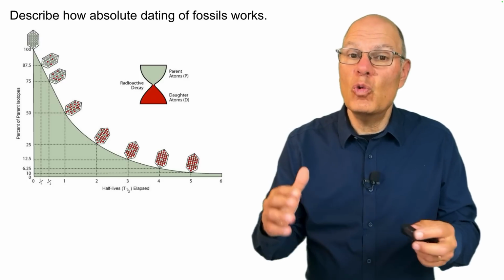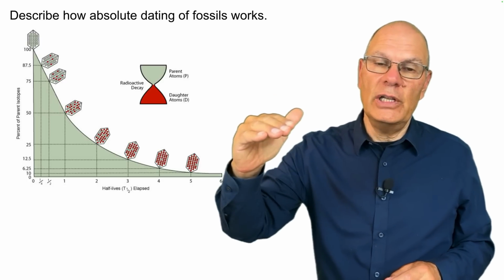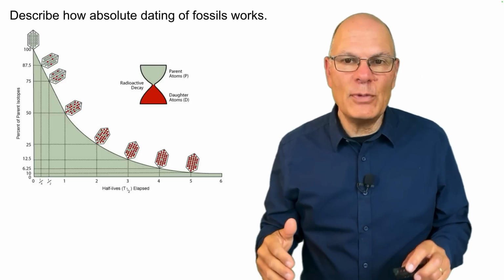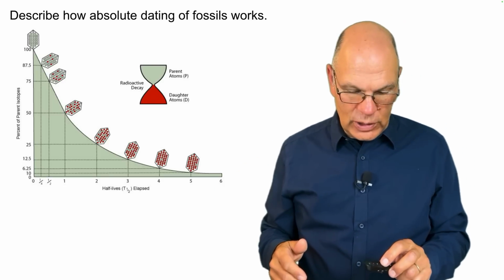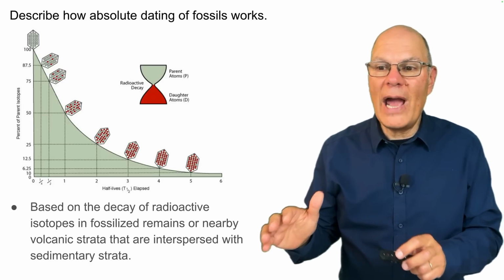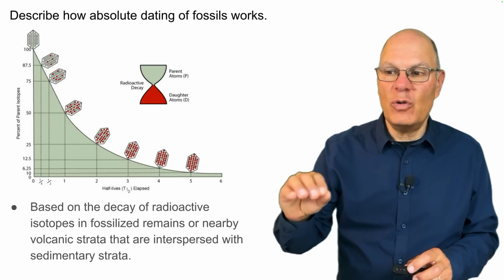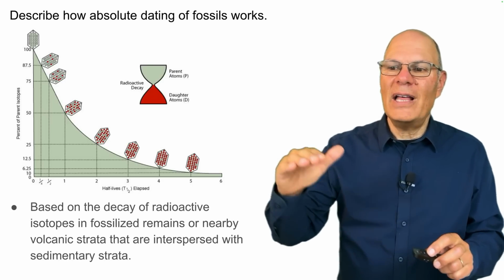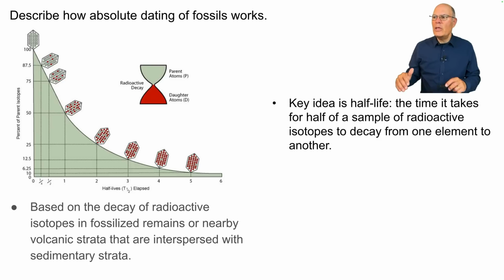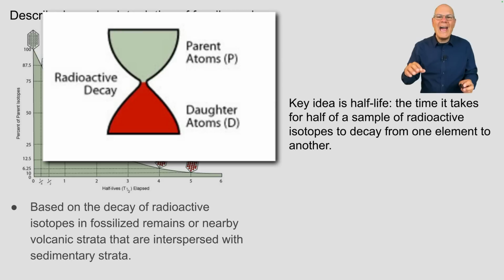In addition to relative dating, determining which fossil is older than others based on their position in sedimentary strata, there's also absolute dating. Describe how absolute dating of fossils works. It's based on the decay of radioactive isotopes that are in fossilized remains or nearby volcanic strata that are interspersed with sedimentary strata. The key idea is the idea of half-life. That's the time it takes for half of a sample of radioactive isotopes to decay from one element to another.